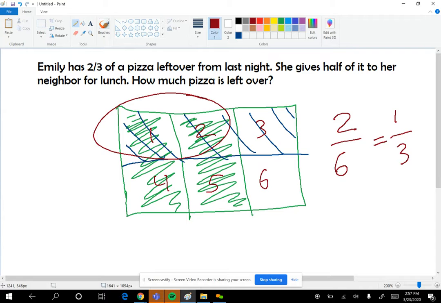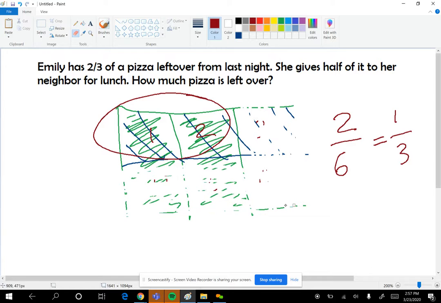And if we imagine that pizza being erased so that this part was gone from the night before, and then she got rid of this part to her neighbor, you can see that all that's left is this 2/6 or 1/3.